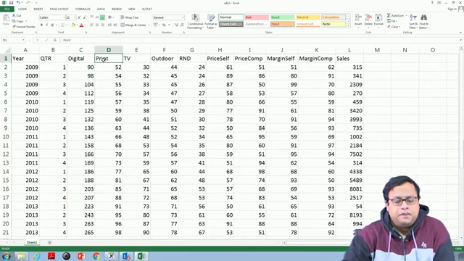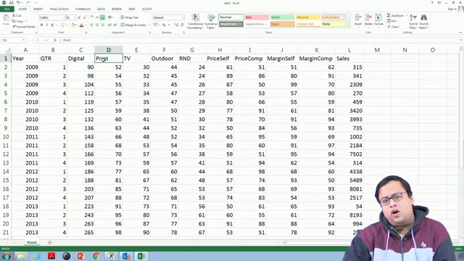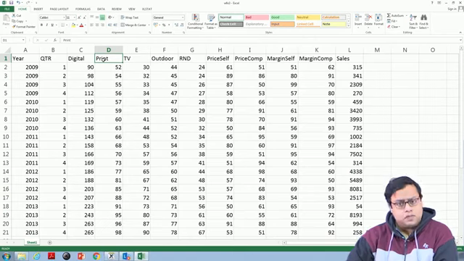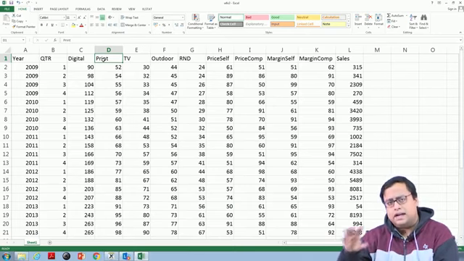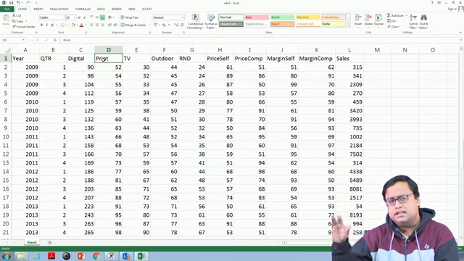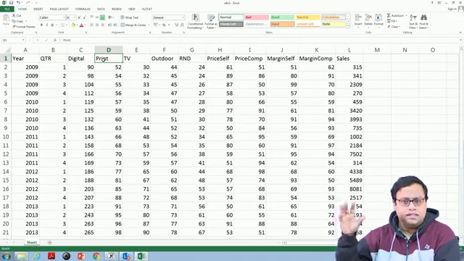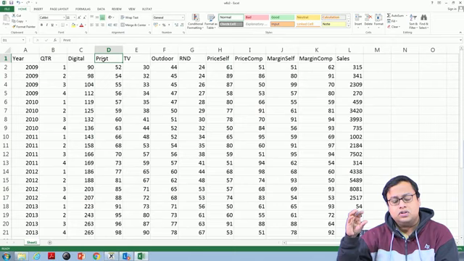The next one is print. Print media can be all kinds of print media. For example, newspaper is one print media, obviously. Another print media can be magazines, where you put your ad in business magazines or education oriented magazines, technology oriented magazines. Those are hard copies actually, so those will be print media.